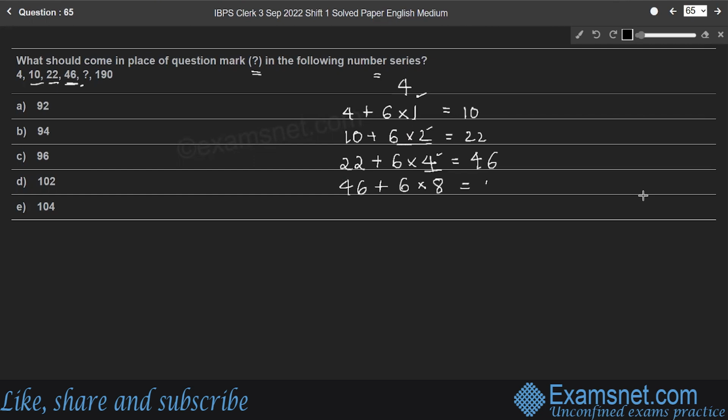48 plus 46 is 94, right? So to get the next number, 94 plus a number where 6 is multiplied by 8 into 2, which is 16, right? So 16 into 6 is 96, plus 94, which is 190, right? Therefore, the last but one number is 94. And the last number is also verified here. Therefore, 94 is the right answer. Option B.